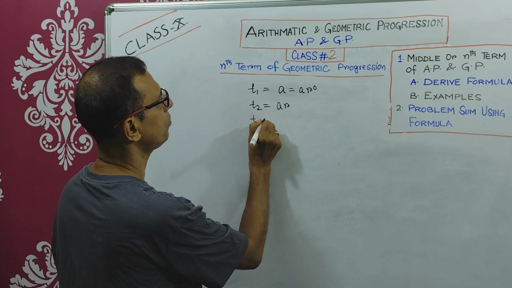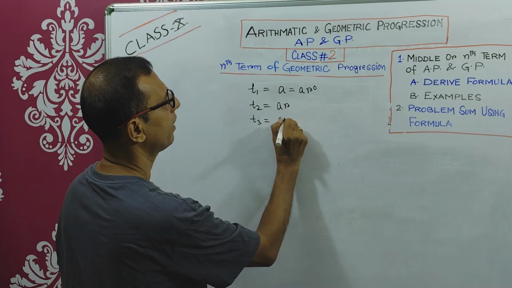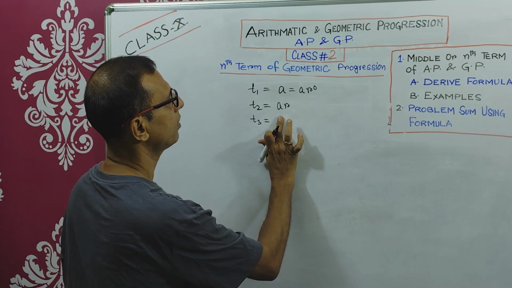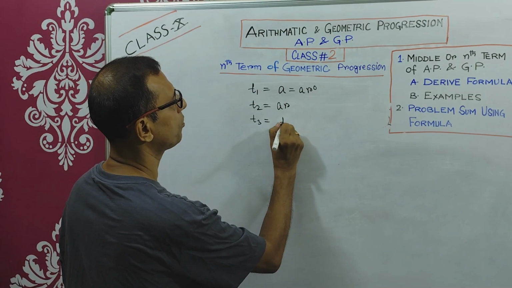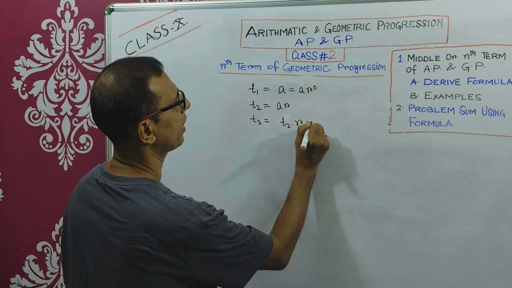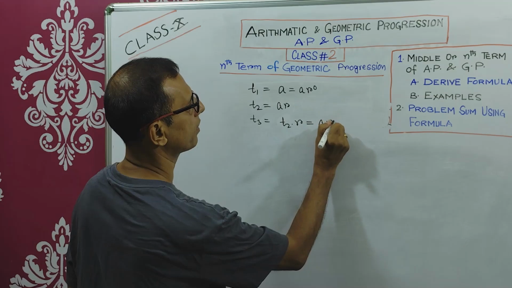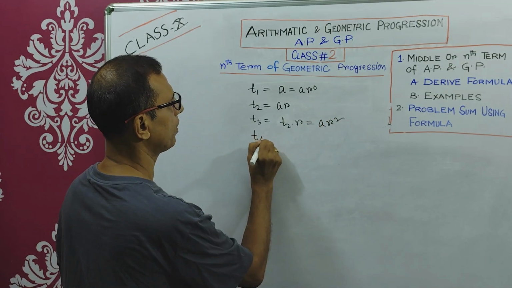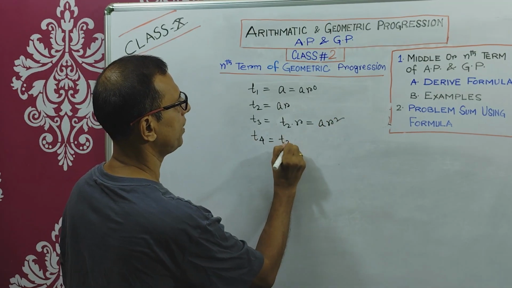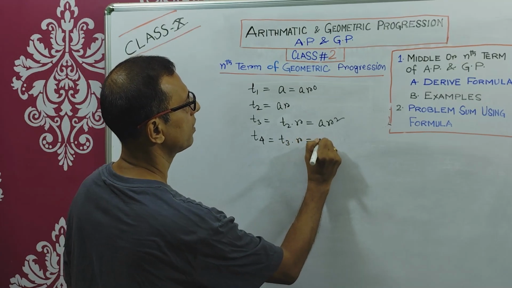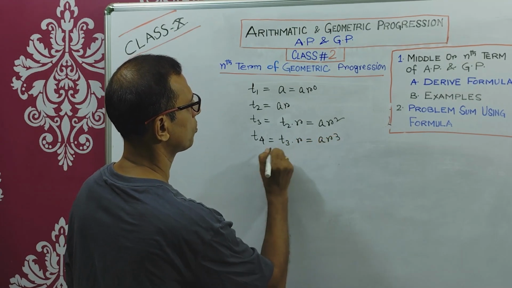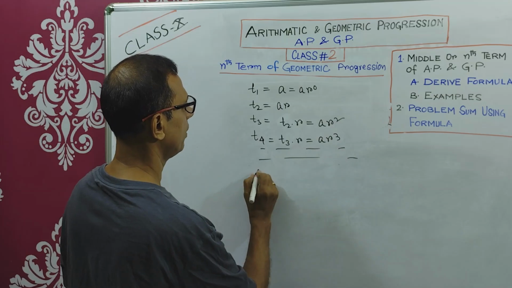T3 equals T2 into R. That means A into A R into R, that means A r square. T4 equals T3 into R. That means A r cube. So, what will be the nth term?